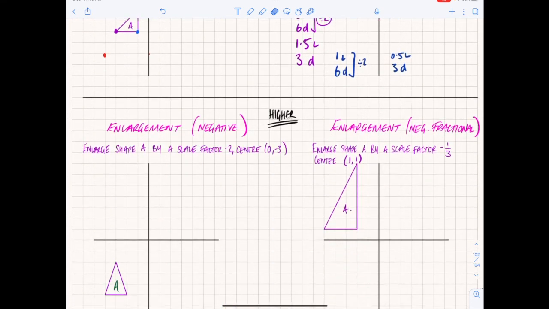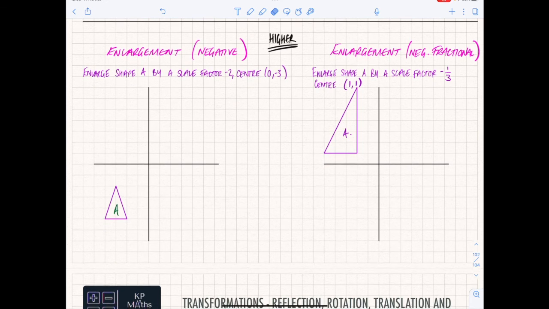Right, this bit here is only on higher, so you only need to worry about this if you are doing the higher paper. The concept's similar, but just a little bit different in how we move away from the centre of enlargement. So same thing, 0, minus 3 is my centre of enlargement. Let's put that on first of all. That point there is my centre of enlargement.